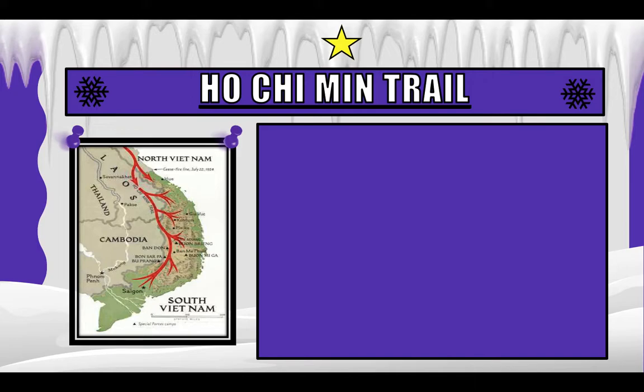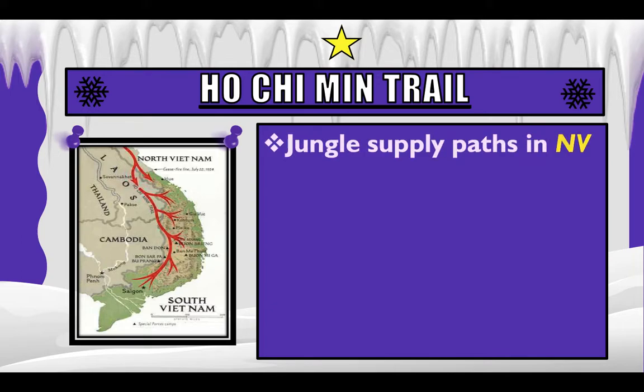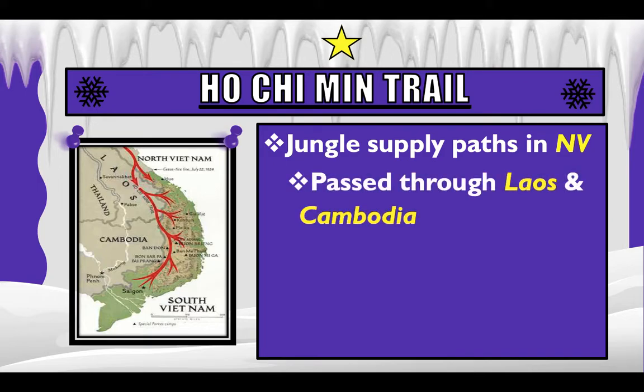So the most significant transportation route during the Vietnam War was called the Ho Chi Minh Trail, which ran all throughout Vietnam from the north to the south. These were jungle supply paths which basically allowed the Chinese and subtly the Soviet Union to supply things to the Viet Cong and then move them through the country.